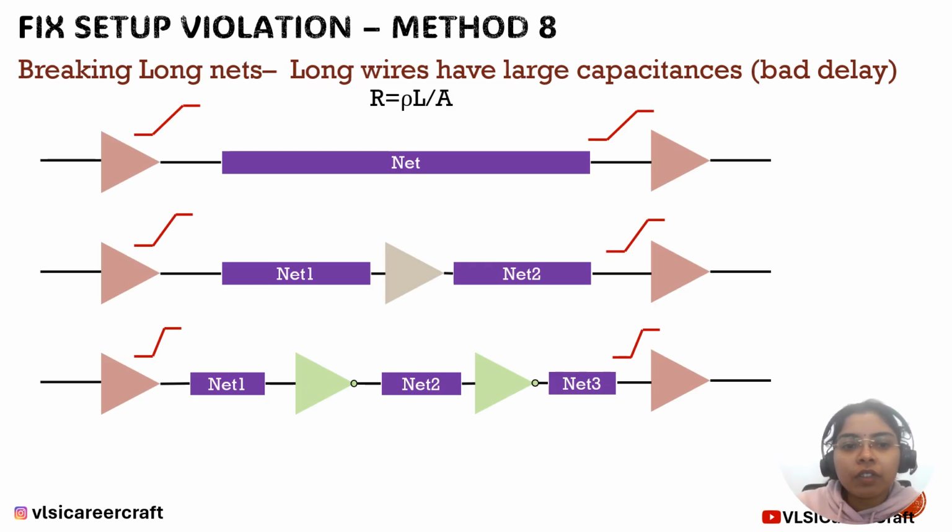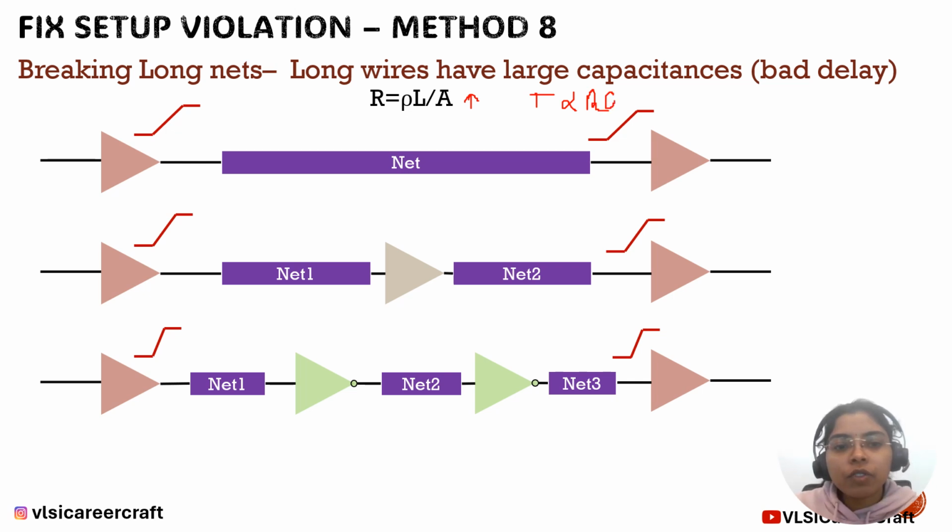Now let's see one more interesting method to fix setup violation, that is breaking longer nets. Let's say this buffer is trying to drive a very long net and it is connected to another buffer, and this complete logic is between the two flops, launch flop and capture flop. So why is this buffer taking so long to make a transition from 0 to 1? Because this long net has higher resistance and higher capacitance, and the delay is nothing but R into C.